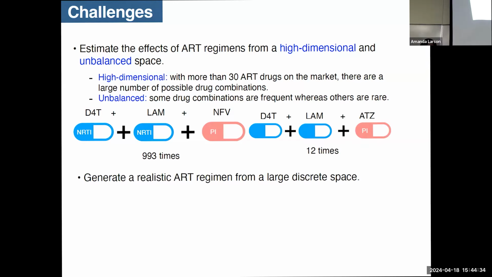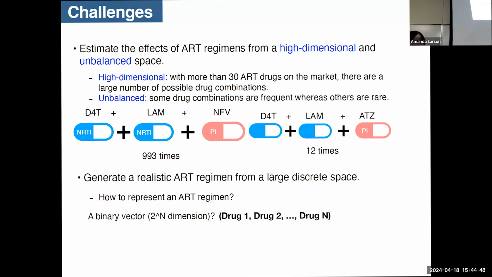Another challenge is that if we want to assign the treatment to patients, we need to generate a realistic ART regimen from this large discrete space. A naive way to represent the ART regimen would be, if I have capital N possible ART drugs, I can just use a binary vector to represent my regimen. If this regimen has this specific drug, it's 1; if not, it's 0. But the problem with this representation is you will have 2 to the N possible combinations, right? But most of the combinations will be unrealistic and will never be prescribed to patients.